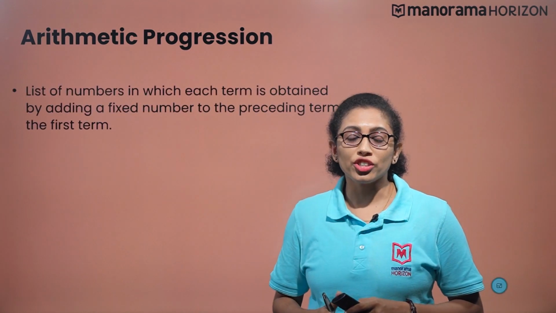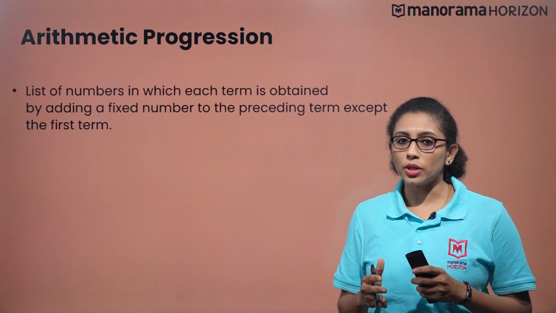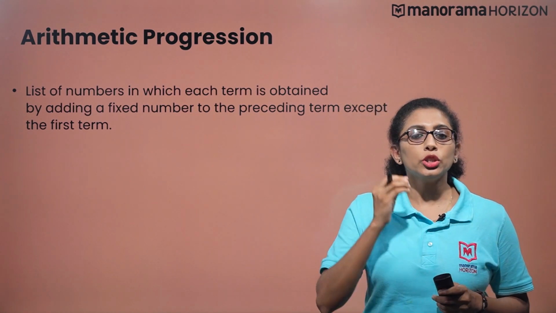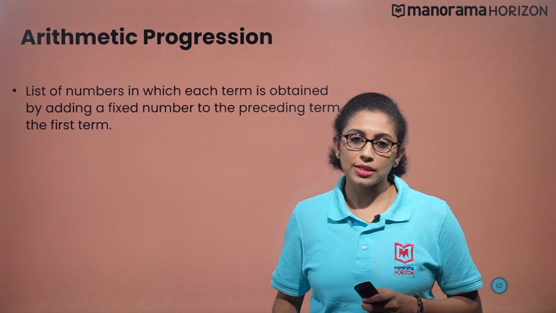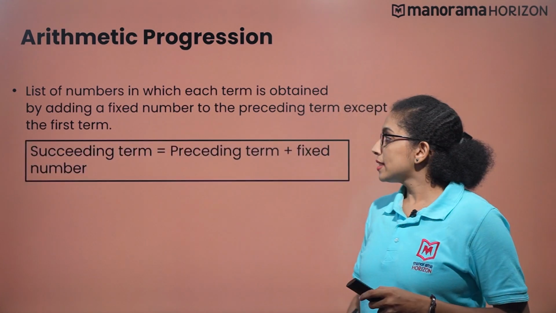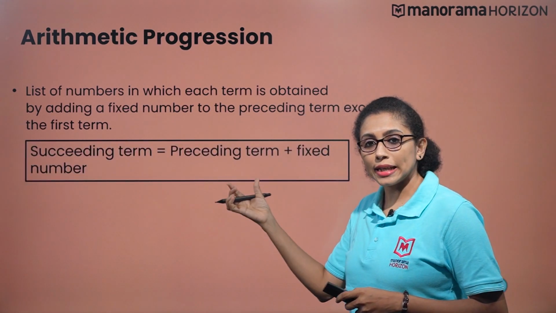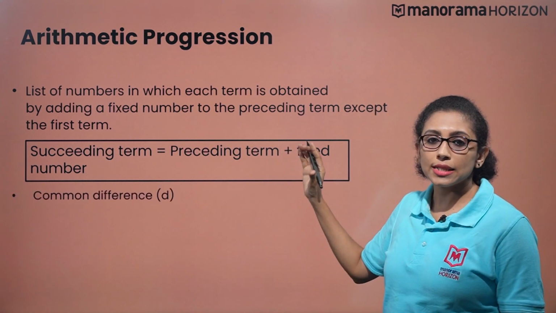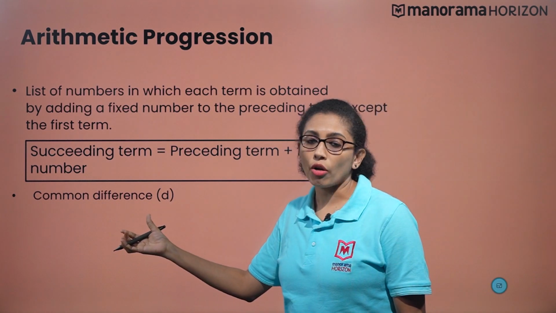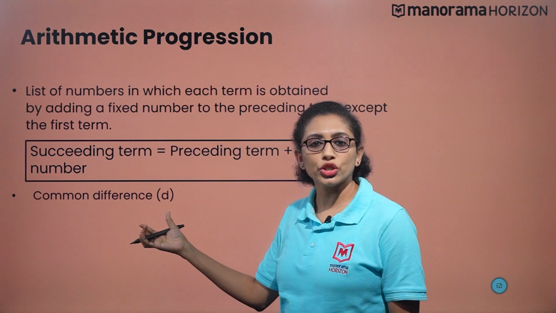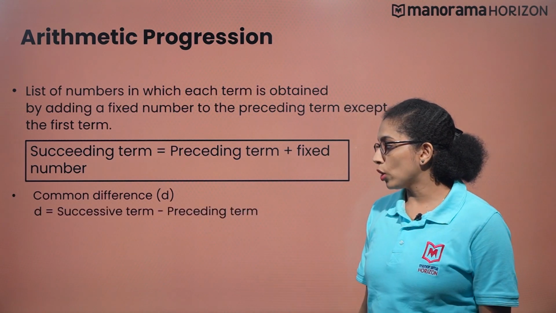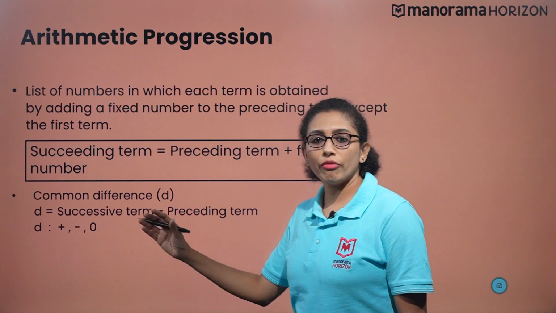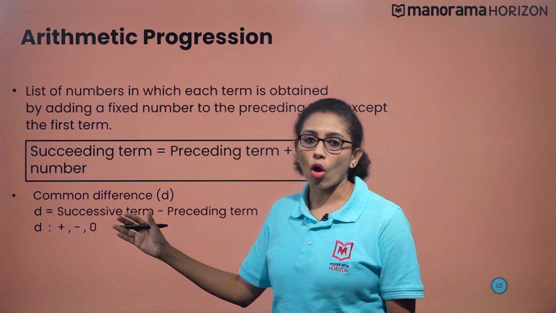An arithmetic progression is defined as a list of numbers in which each term is obtained by adding a fixed number to the preceding term, except the first term. That is, the succeeding term is equal to the preceding term plus a fixed number. And this fixed number is called the common difference of the AP and is represented by the letter D. So, D will be equal to the succeeding term minus the preceding term. Remember that the value of D can be positive, negative or 0.